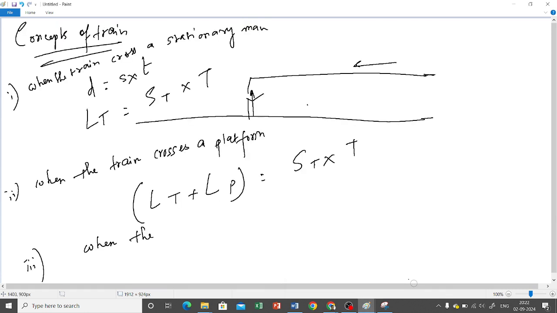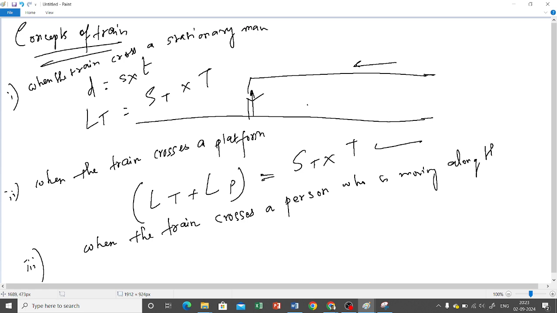Okay, so now we will come to this part. Now when the train crosses a platform, it is this. So now see, when the train crosses a person, so person means lengthless, I mean no length, crosses a person who is moving along the direction of the train.